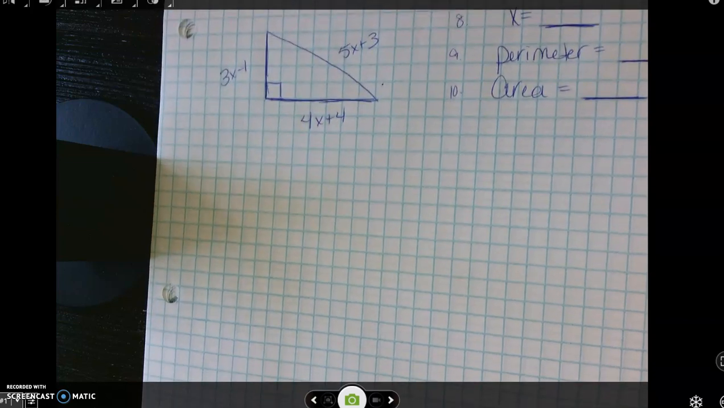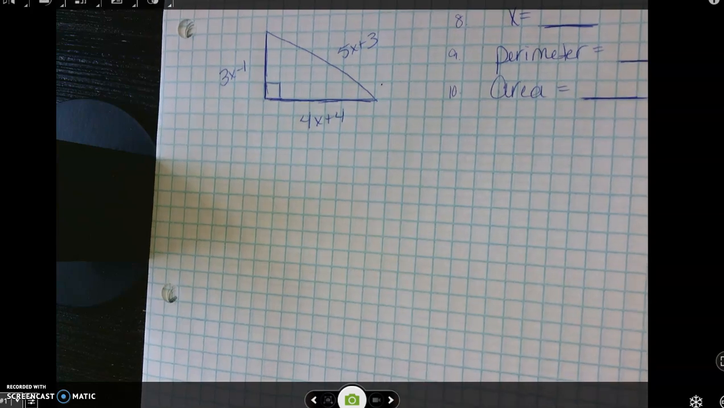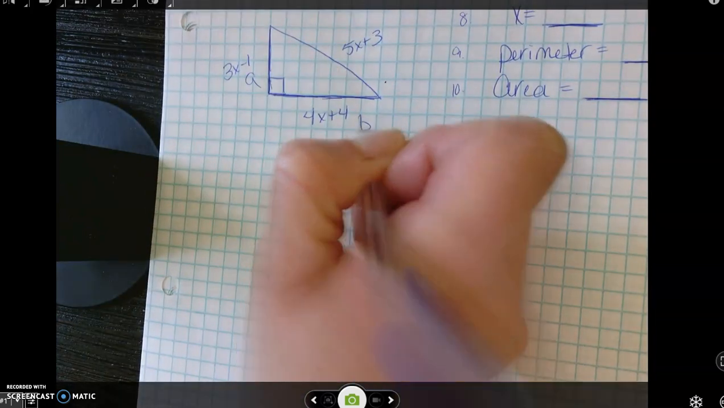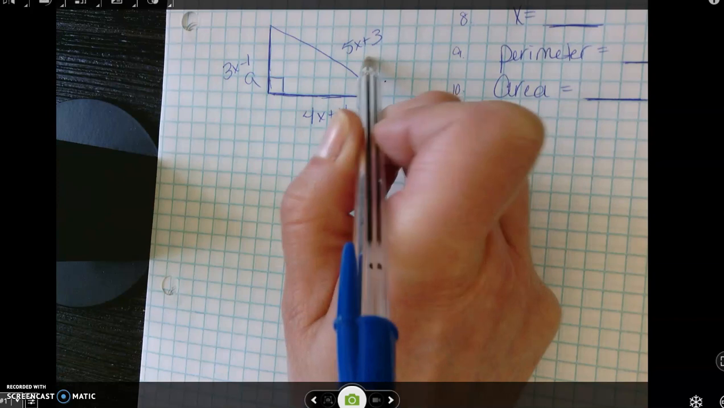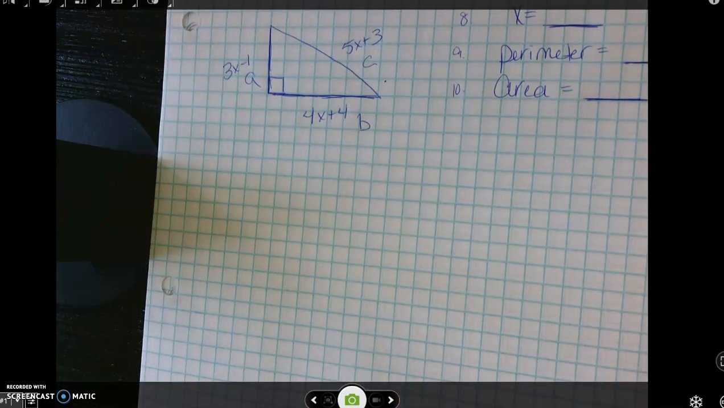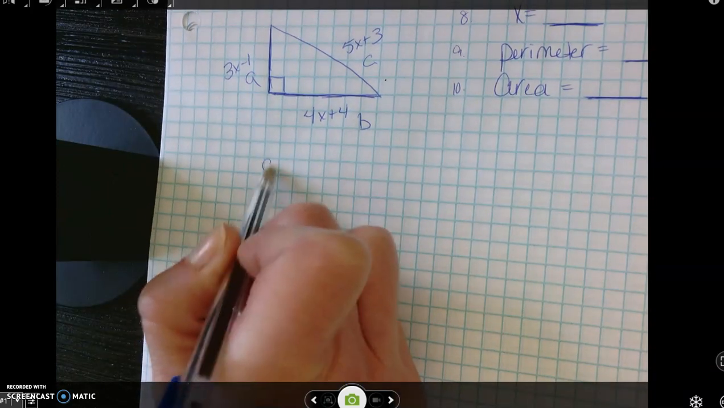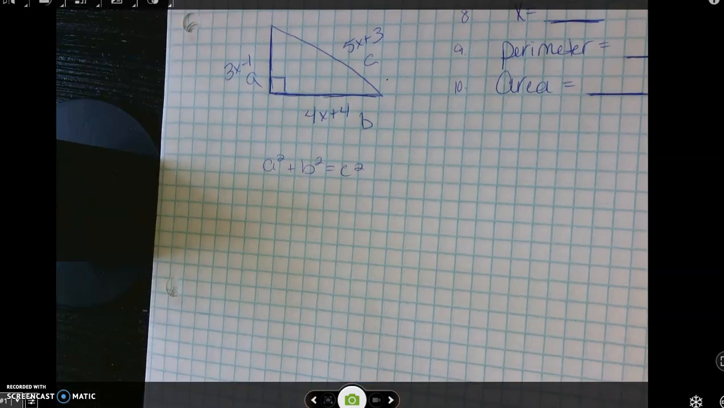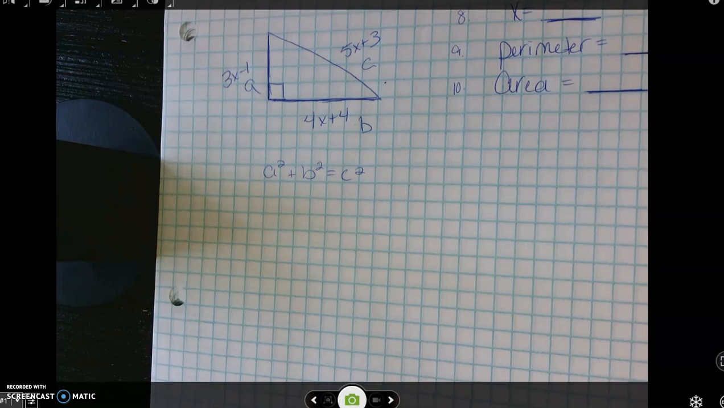But the three things you're asked to find are to find x, find the perimeter, and then find the area. So when you look at the picture, obviously decide where your A and B are, and then C is your hypotenuse, and you just always follow the Pythagorean theorem. What I think people are doing wrong is they're not FOILing. You have to go back to FOIL.